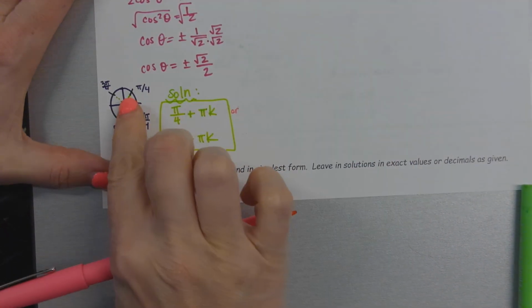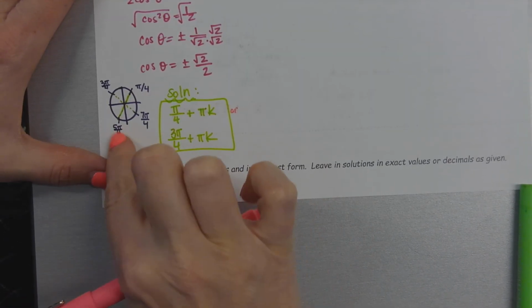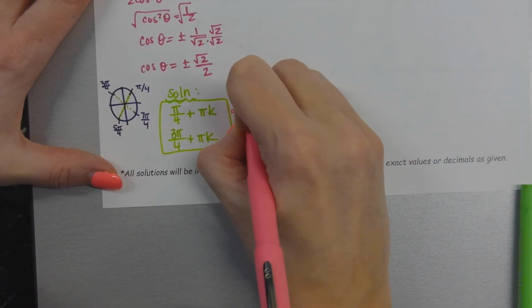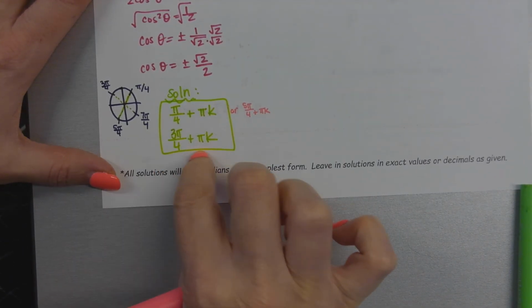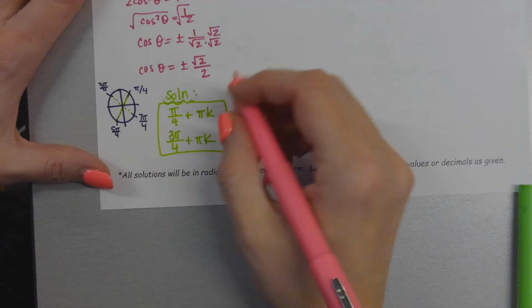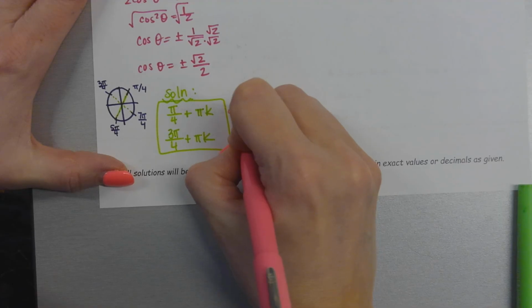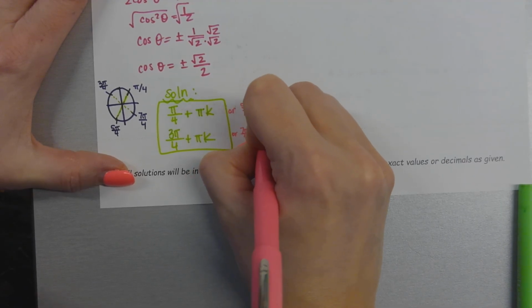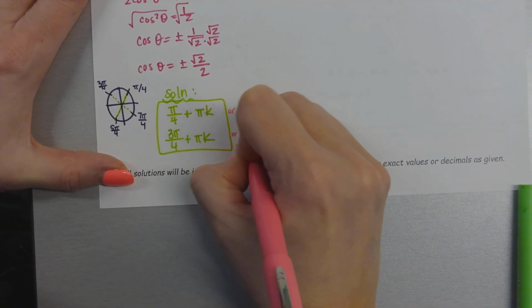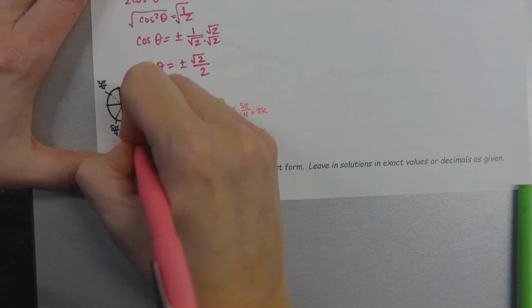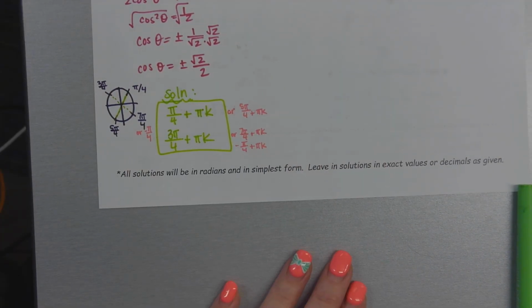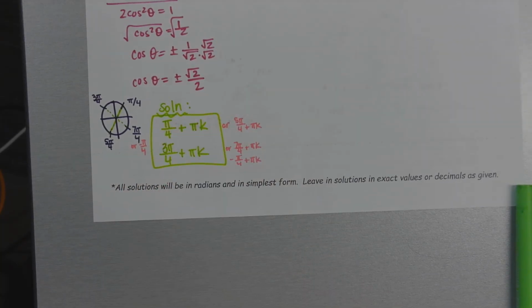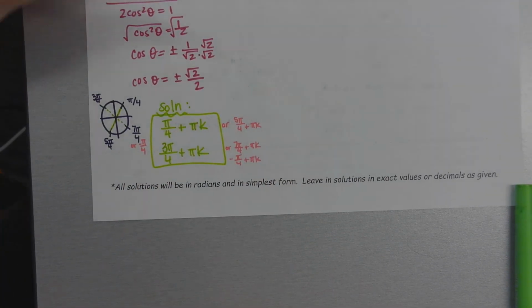But you do have the choice. You could say pi over 4 plus pi k, or you could say 5 pi over 4 plus pi k. That would be fine. You can say 3 pi over 4 plus pi k, or you can say 7 pi over 4 plus pi k, or you could even say negative pi over 4 plus pi k, because that one is the same thing, right? So you can use either name for that.